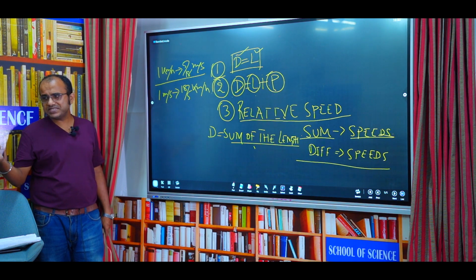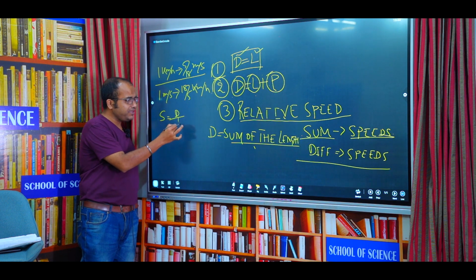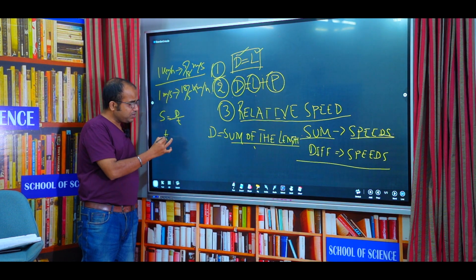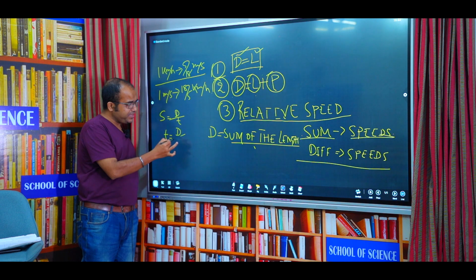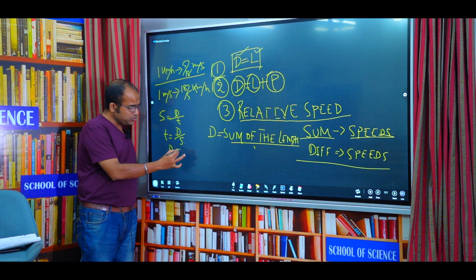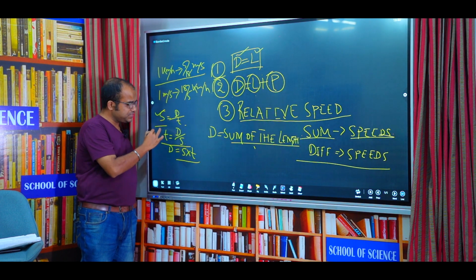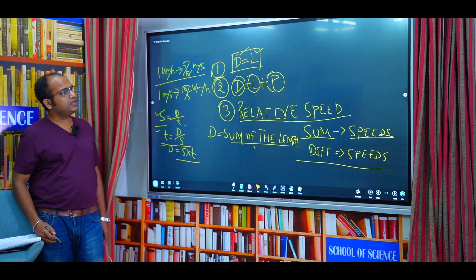Now a few more basic things. Suppose they are asking for speed. Speed is always distance by time. Time is always distance by speed. And distance is equal to speed into time. So these are the basic physics concepts required for solving this type of problem.